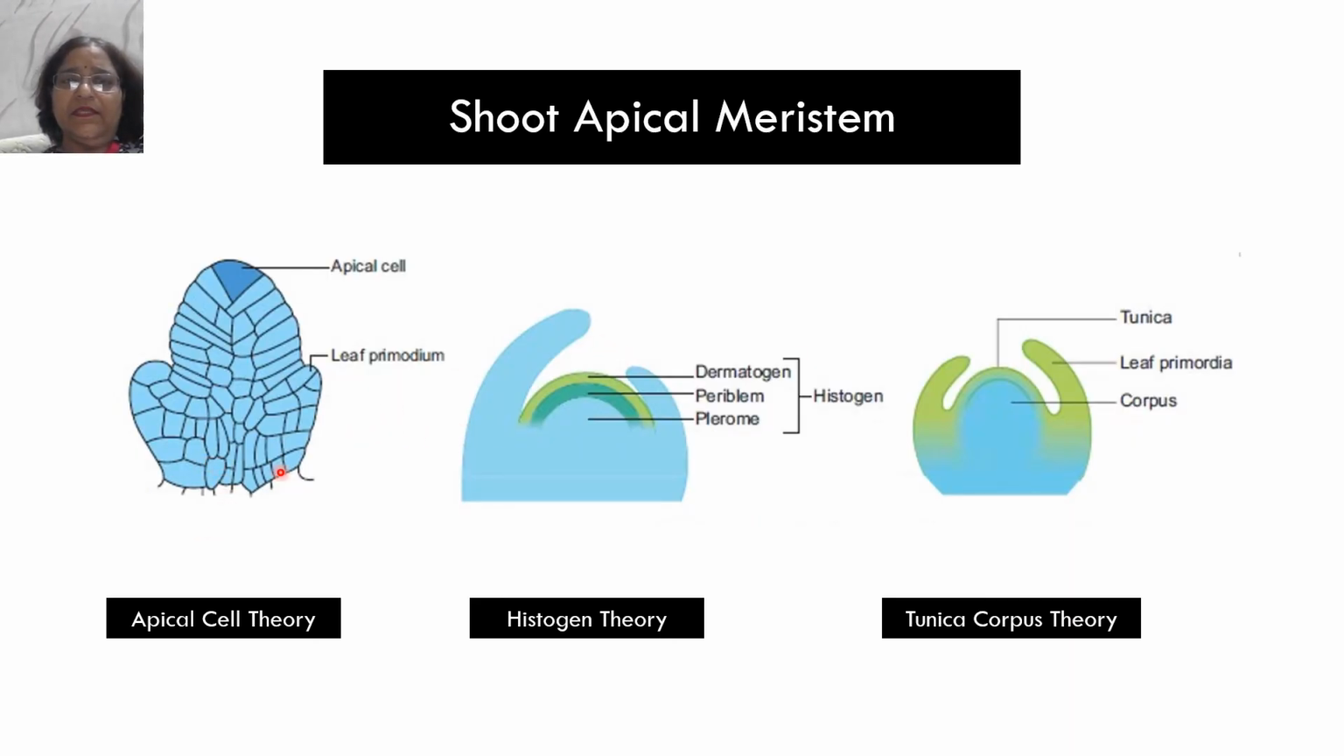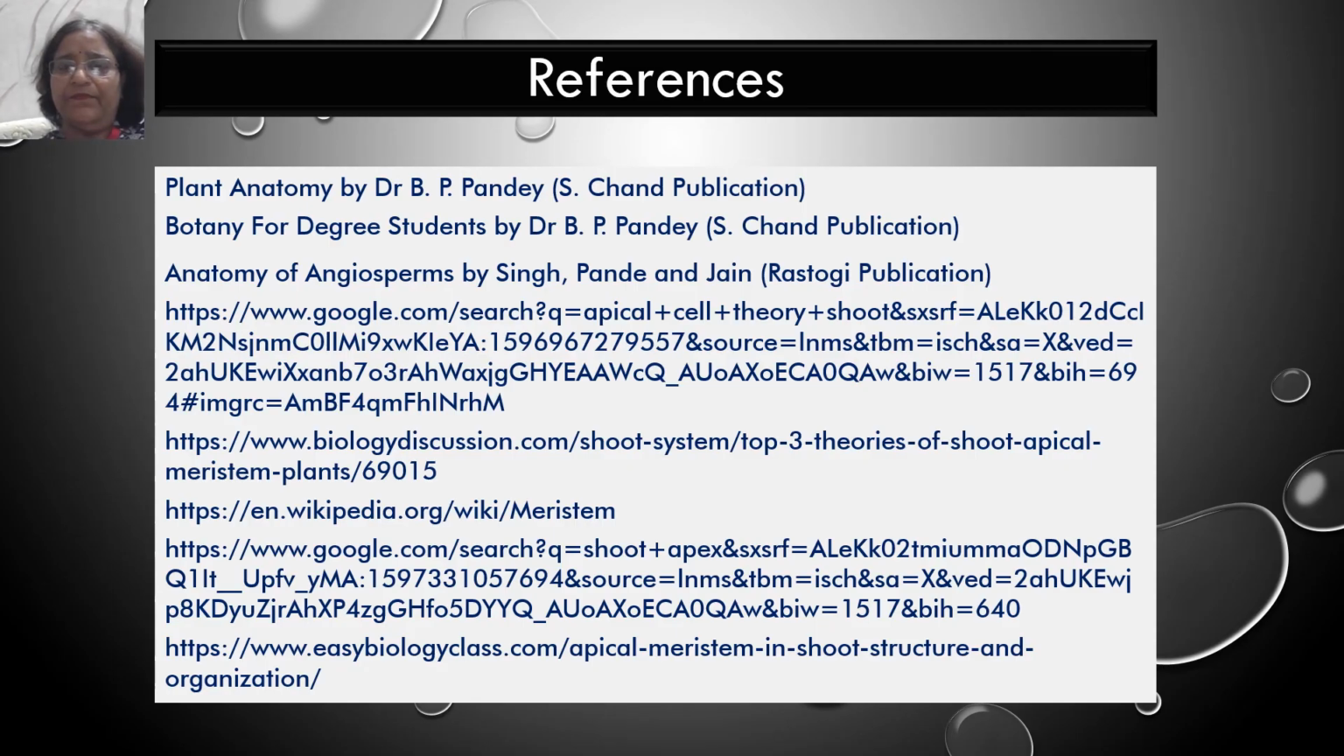Now in this slide you can see the difference between the 3 kinds of shoot apical meristem. Apical cell theory, this is the apical cell. This is the histogen theory, 3 different colors we have seen: dermatogen, periblem and plerome. This is tunica corpus, this is the tunica and this blue portion is the corpus. So just a revision of these 3 theories, and this is about the references. You can see the books and the papers from where I have taken some references.